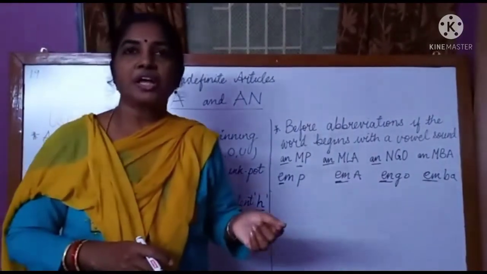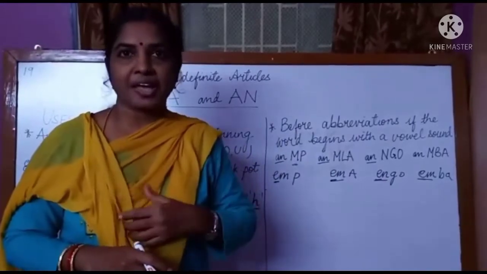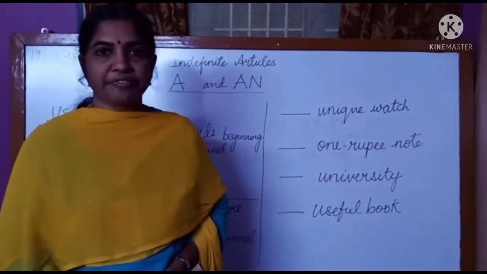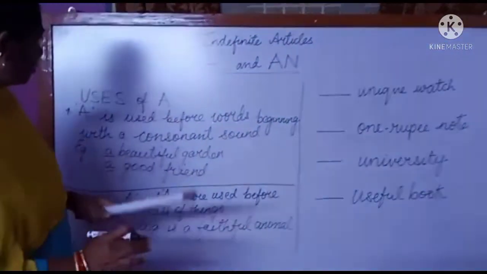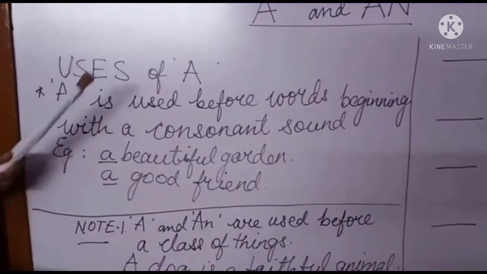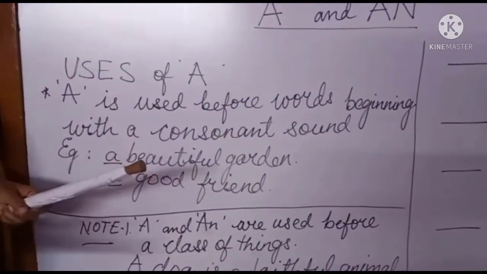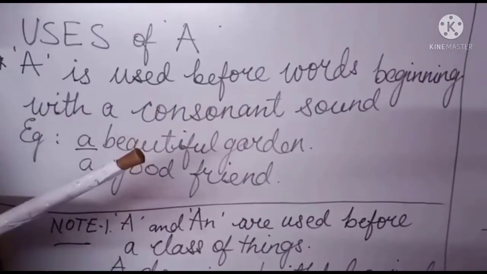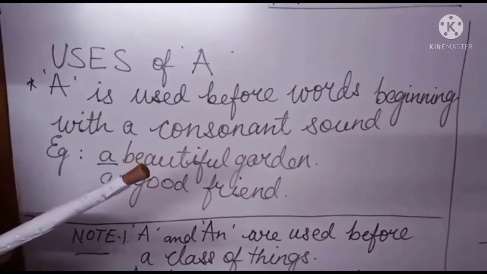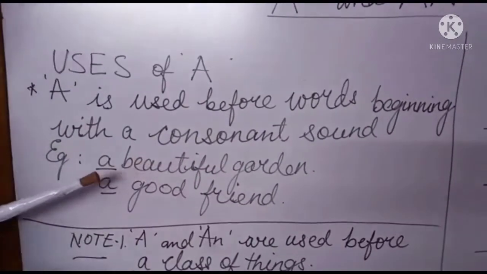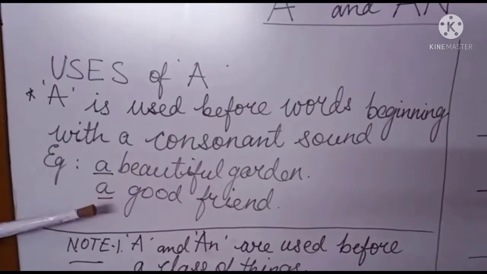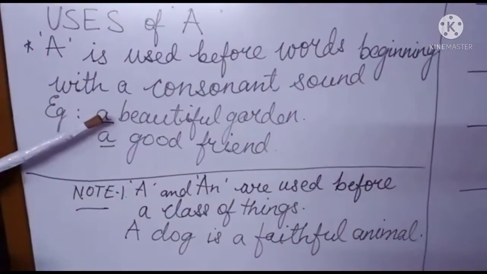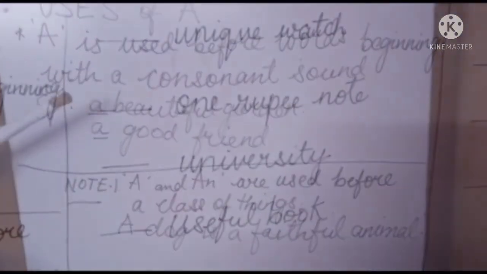Now let's check the uses of the indefinite article A. A is used before words beginning with a consonant sound. When is "an" used? Words beginning with a vowel sound. And A is used before words beginning with a consonant sound. Example: a beautiful garden, a good friend. Here B and G both are consonants, so we are using A before them.